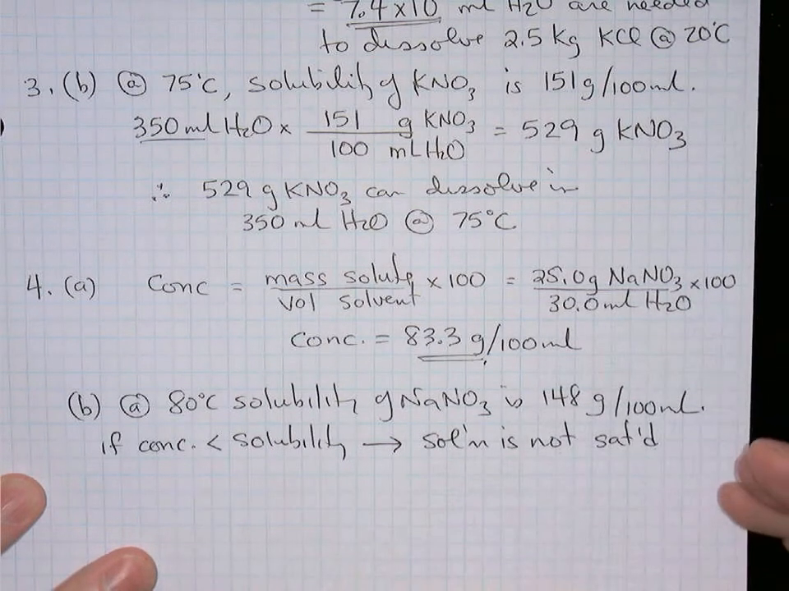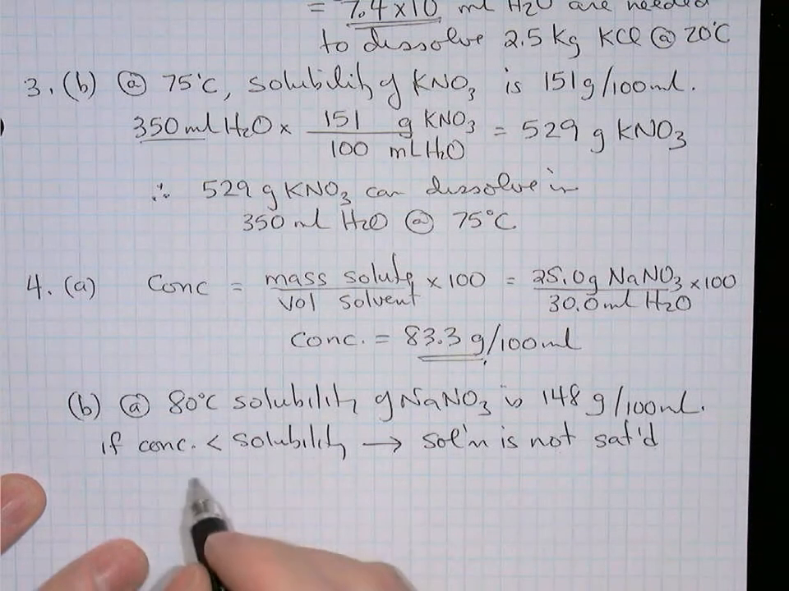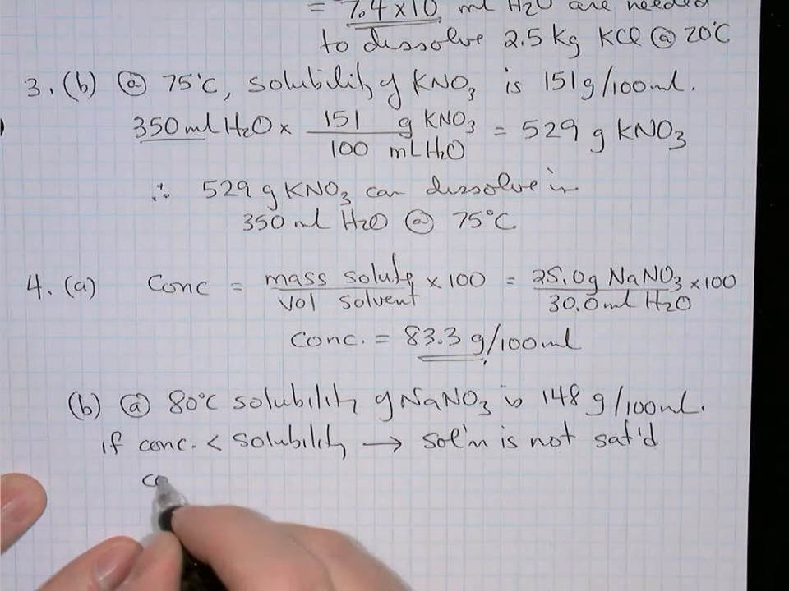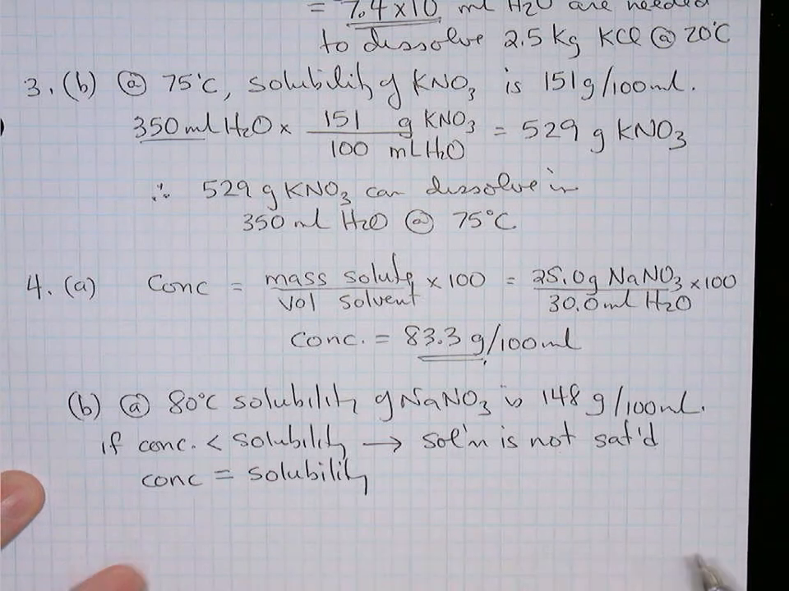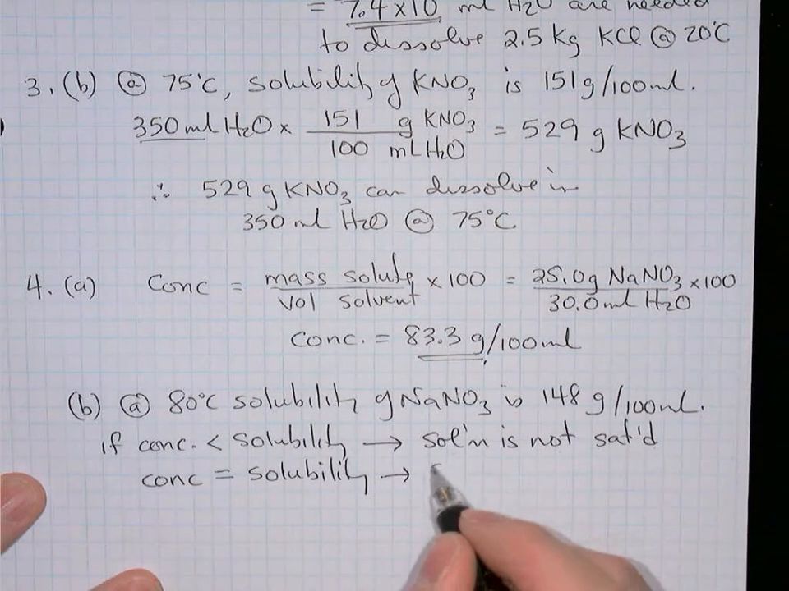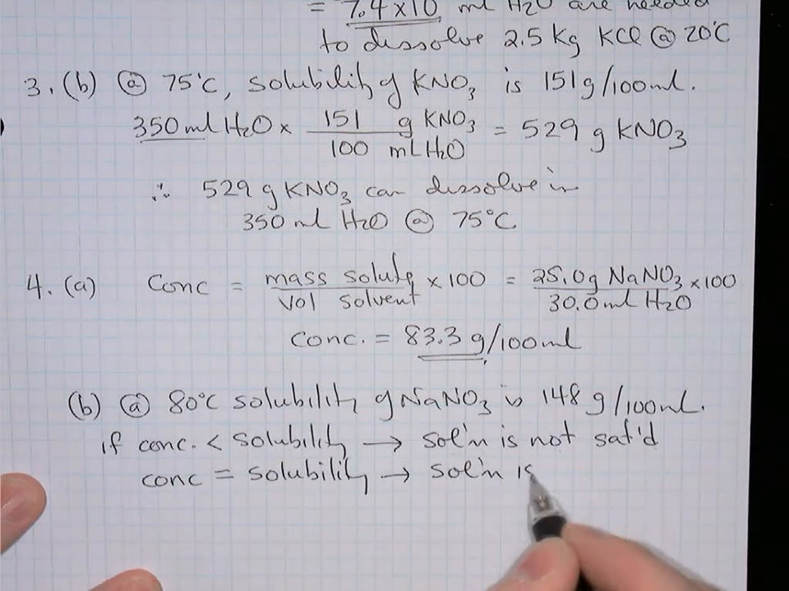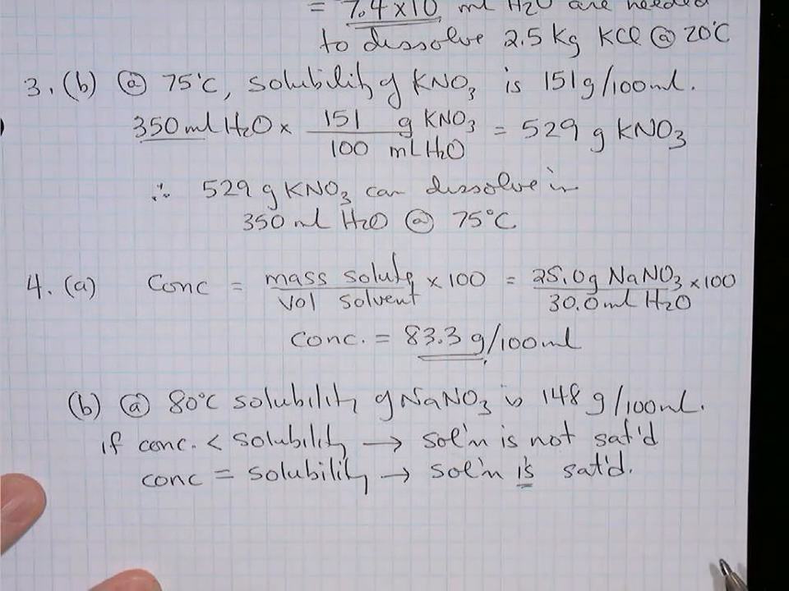If it's not saturated, then you can make it saturated in more than one way. The second possibility is that the concentration might be equal to the solubility. So if you've made a solution and you calculate its concentration and you find out it's equal to the solubility, then this is telling us that the solution is saturated, because the solubility is the concentration of a saturated solution.